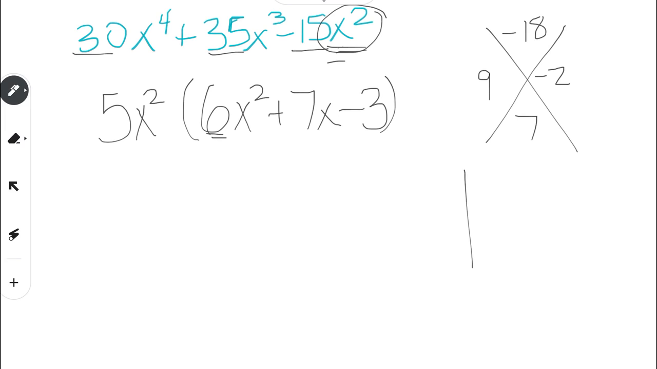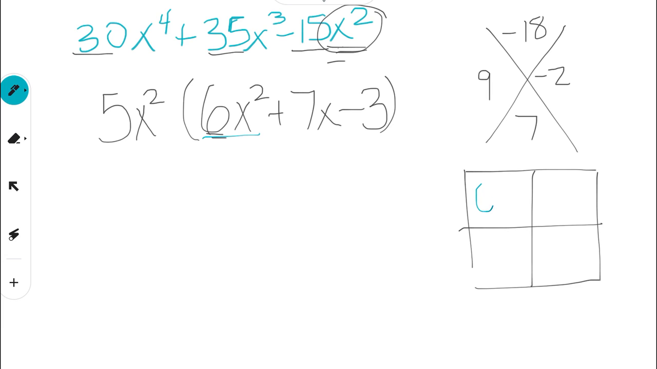And now we're going to go ahead and use the box method. Here's to hoping I have enough room. And let's label our box. This is always our first term, 6x squared. This is always our last term, negative 3. Our two diagonals are the two numbers we found here. It doesn't matter which one goes where.